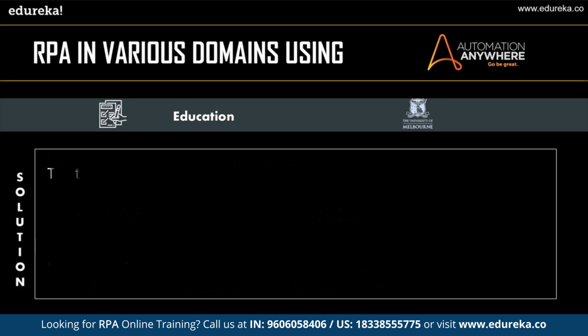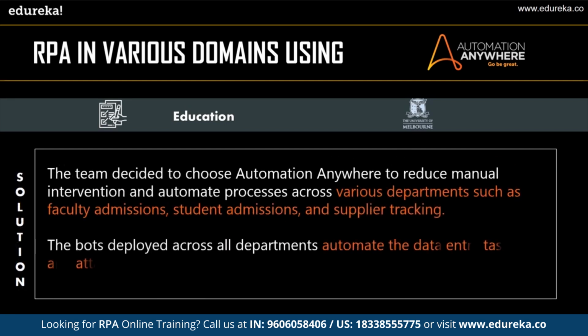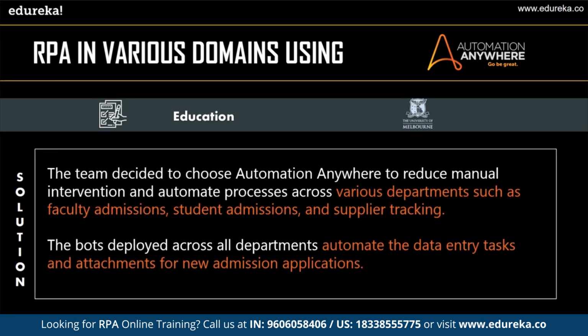So, to overcome these challenges, the University of Melbourne decided to deploy bots to automate the processes of downloading individual attachments and consolidating with student results. They decided to choose Automation Anywhere to reduce manual intervention and automate processes across various departments such as faculty admissions, students admissions, and supplier tracking. All the bots deployed across all the departments would automate the data entry tasks and the attachments for new admission applications.